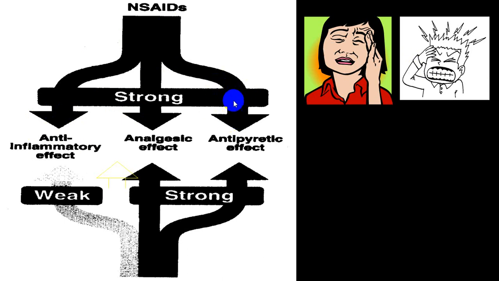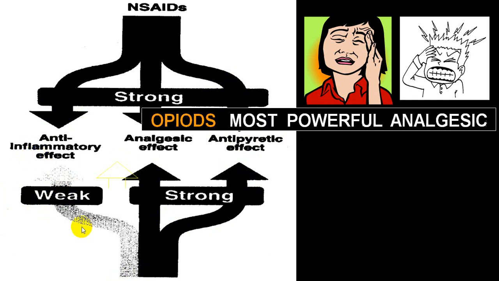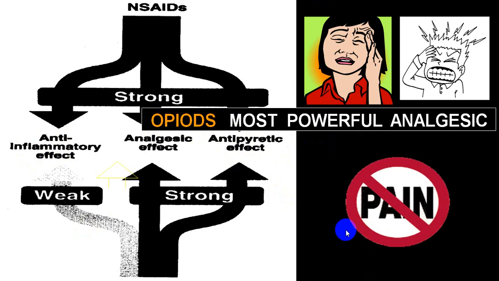Few NSAIDs may not have antipyretic effects, while paracetamol is a mild analgesic but powerful antipyretic. And I don't agree with this. Paracetamol does not have any effect as far as anti-inflammatory is concerned. But opioid is a very powerful analgesic, but no antipyretic, no anti-inflammatory effects.